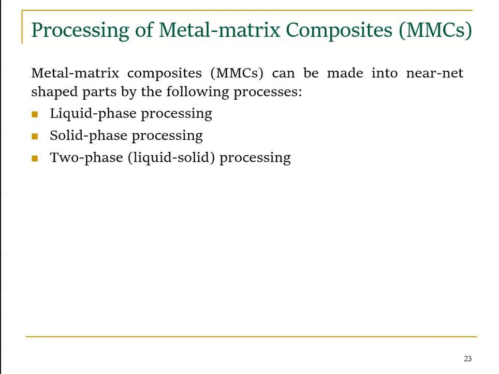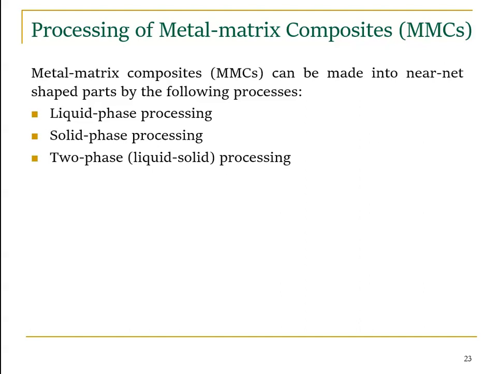Right, the final topic is metal matrix composites, which can be made into near net shaped parts by the following processes: liquid phase processing, solid phase processing, and two phase processing, like liquid and solid phase. So composites, we have a fiber as well as reinforcement, right? The combination of these two makes up a material that is called a composite material. A composite material is different from an alloy. Alloy is, for example, stainless steel, where the composition may vary, like carbon content or manganese content. But here, new foreign particles are added, and we make the composite materials.